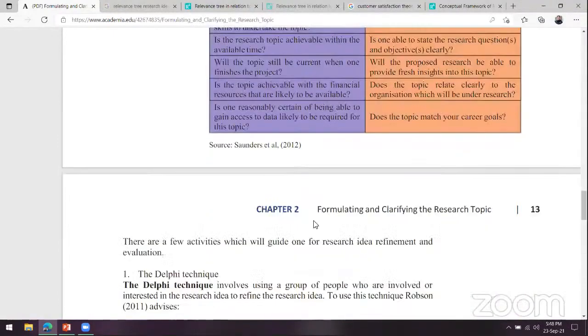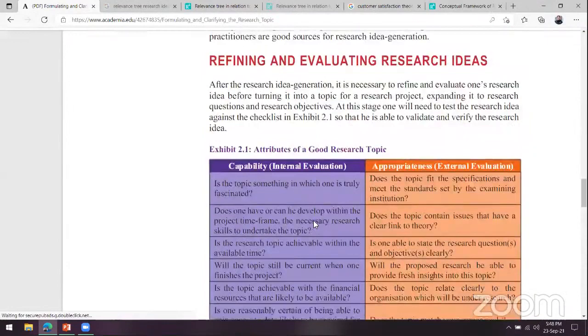After that, I would like to share with you the last part, which is about refining and evaluating research ideas. After you have got your research idea generation, you need to refine and also evaluate. Ask yourself whether your idea is good. Is it bad? Is it complete? Is it missing something? Is it not logical? You have to reflect on it before turning it into the topic for a research project.